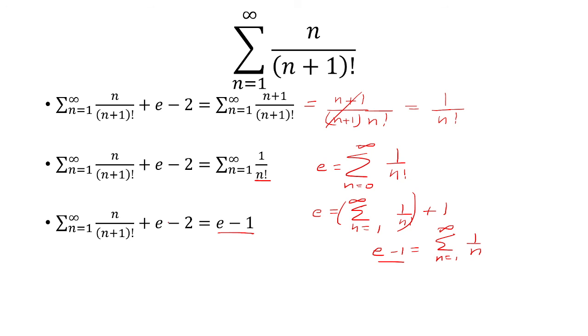Now the e's are going to cancel, add 2 to both sides, and we get that the sum is equal to 1.